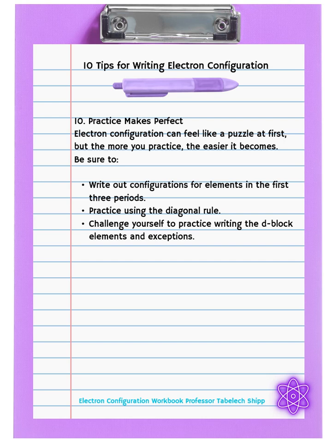And finally, practice makes perfect. Electronic configuration can feel like a puzzle at first, but the more you practice, the easier it becomes. So make sure you are doing what? Writing out the configurations for elements in the first 3 periods. You can practice using the diagonal rule. You can also challenge yourself to practice writing the d block elements and exceptions, those that we talked about previously. Now, I know you're ready to get into some examples, right? But before we do, let me give you some bonus tips.